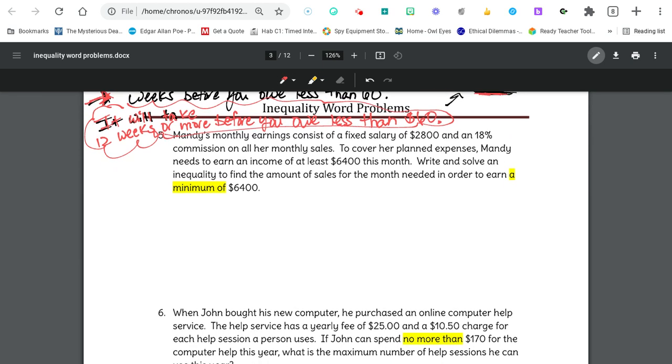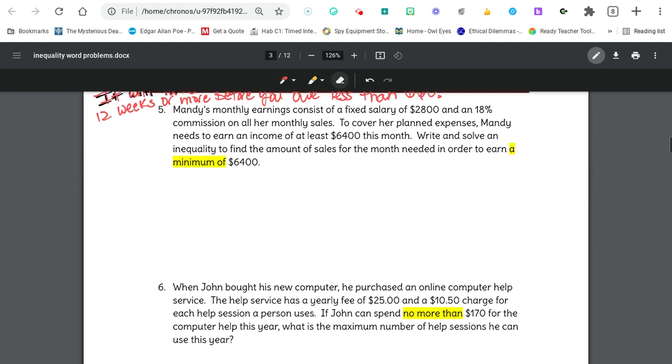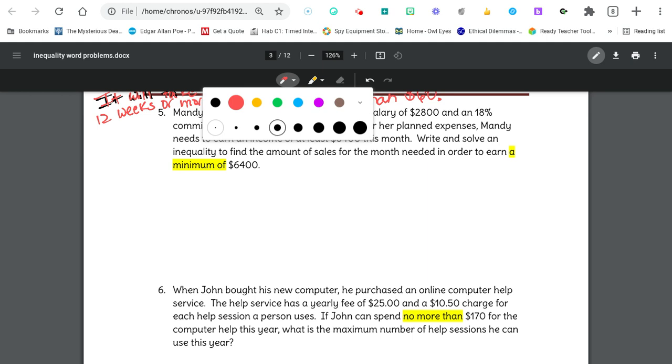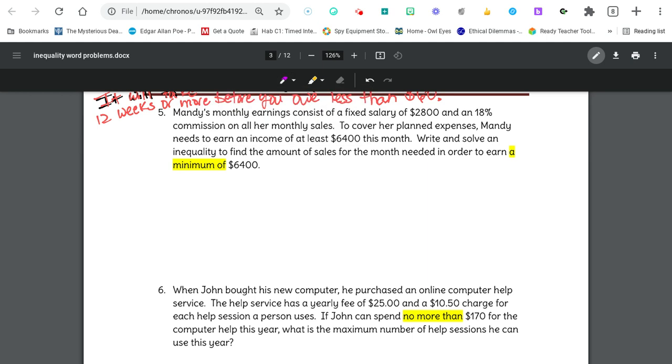All right, let's take a look at number 5. Mandy's monthly earnings consist of a fixed salary of $2,800. So obviously she's a salesperson. Regardless, if she doesn't sell a thing, she's going to earn $2,800. And that's the "and" part: an 18% commission on all her monthly sales.